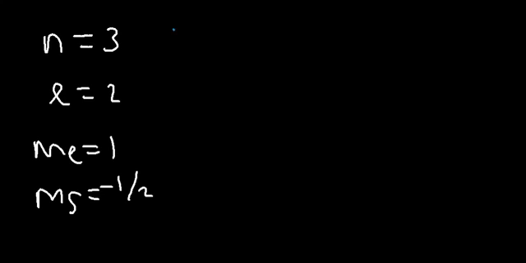So we know we're in the third energy level. When L is 0, it's S. When L is 1, it's P. When L is 2, it's D. So we're in the 3D sublevel. D has 5 orbitals.